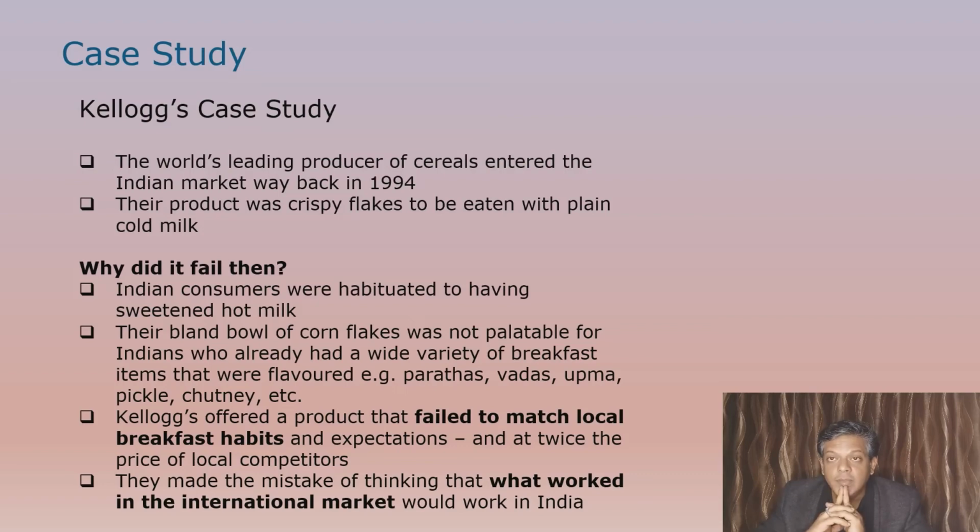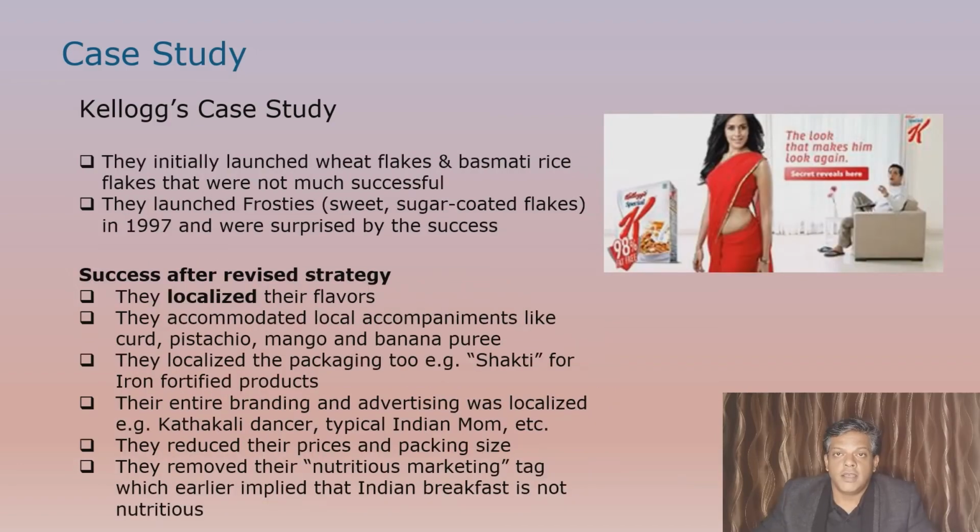So, in terms of design thinking, what they failed to recognize or do is empathize with the specific users or their target segment, that is India. So what they did is they did their own introspection and thorough research on the market. They initially launched wheat flakes and basmati rice flakes that were not much successful. And then they launched Frosties, which is basically sweet sugar-coated flakes, in 1997, and were surprised by the success.